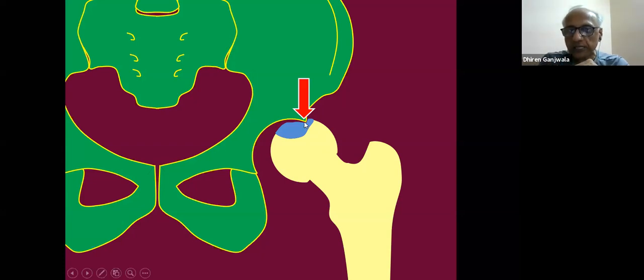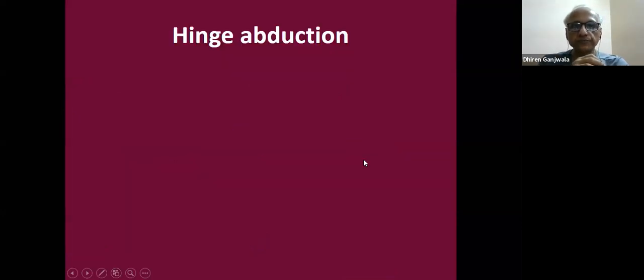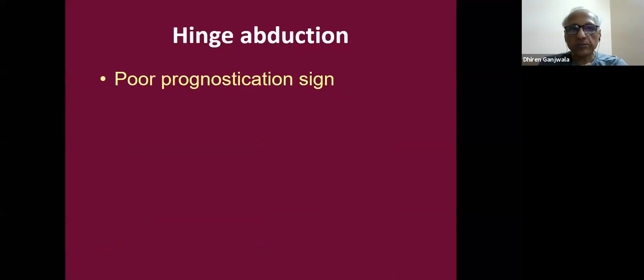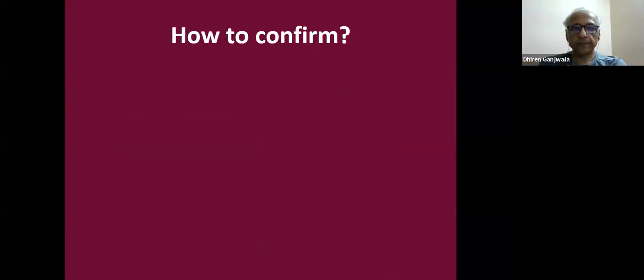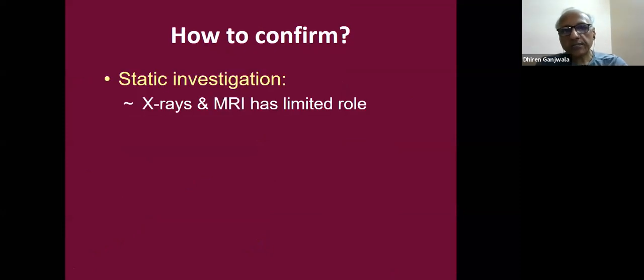And you can see in this figure, whenever the person tries to abduct, the medial joint space will open. So that is what we see in the diagnostic criteria of hinge abduction. Next. So hinge abduction is basically a poor prognostic sign. If you don't correct it, it rapidly leads to osteoarthrosis. Next. So now the question is how to confirm hinge abduction.